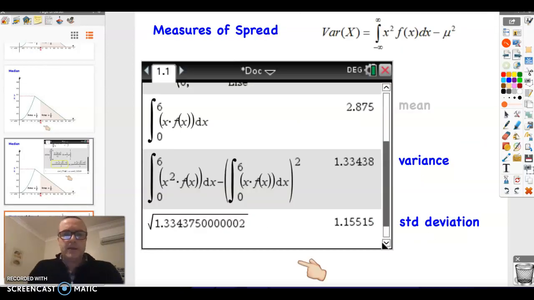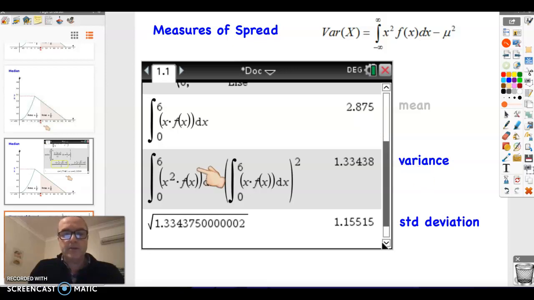And on this screen here, I'm using the CAS calculator to find the variance and the standard deviation of this distribution. Up the top here, I've shown the formula for the variance. So we've got the integral of x squared times f of x minus the mean squared. So on the calculator, I've calculated the mean here, 2.875.